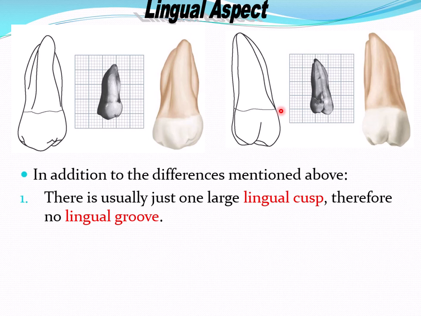The differences: there is usually just one large lingual cusp. Here I have the medial lingual cusp and the distal lingual cusp. Remember, this is medial and this is distal. Here, just one lingual cusp. Therefore, there is no lingual groove. Here we had two cusps, while here we have just one cusp, so there is no lingual groove.